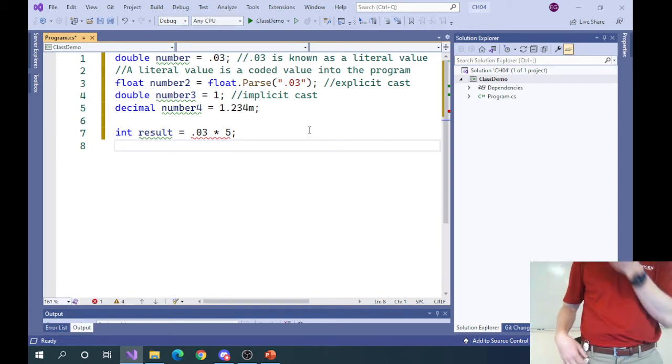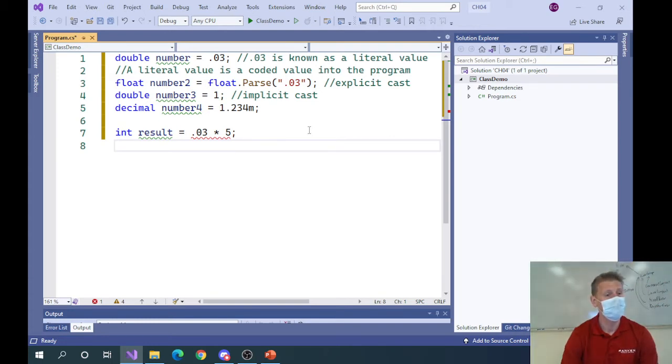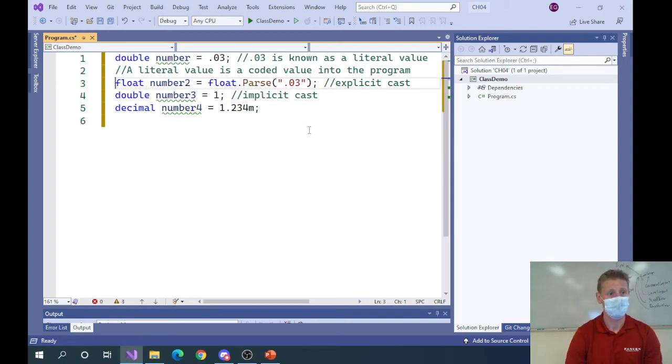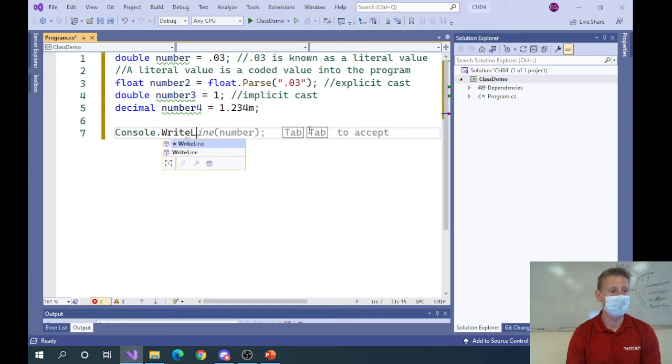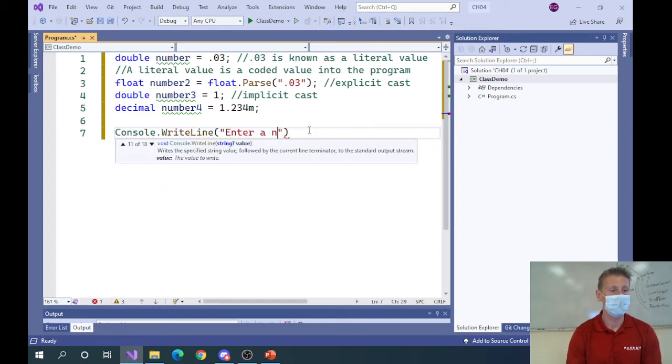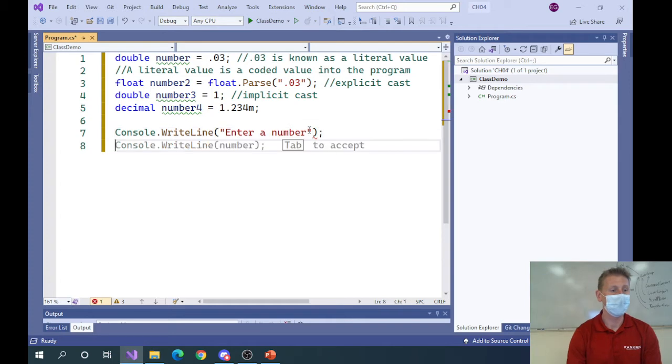Okay, so with the parse, I know we use that in JavaScript. Is that something where, if you had user input, it would be inputted as a string, and then you'd have to parse it? Yeah, and so a lot of console.WriteLine, enter a number. You know, this is another way of doing this. You could say float number5 equals, and some people even started doing this.